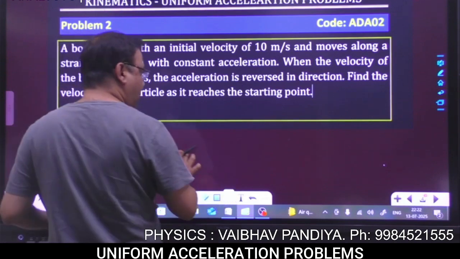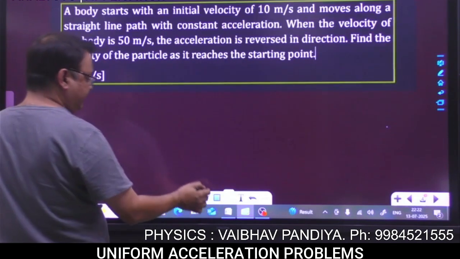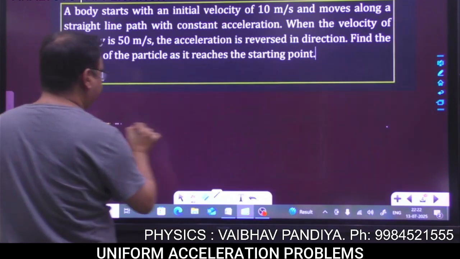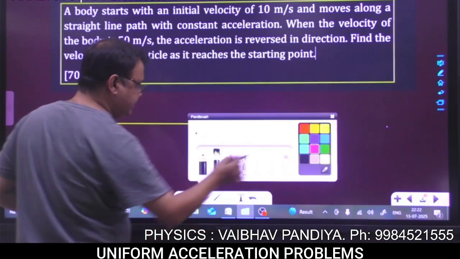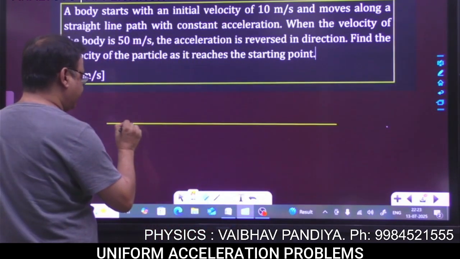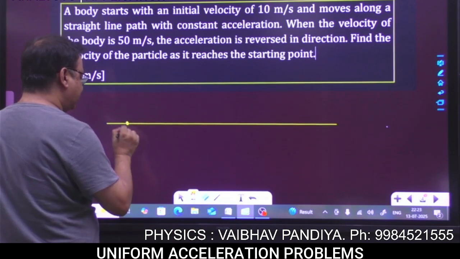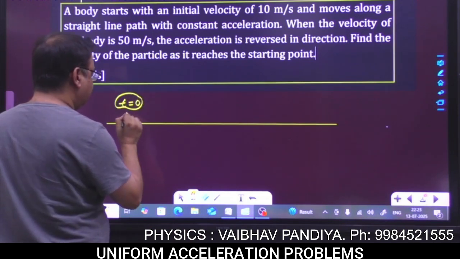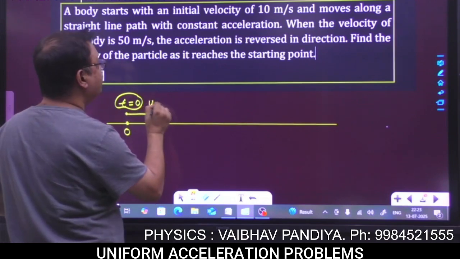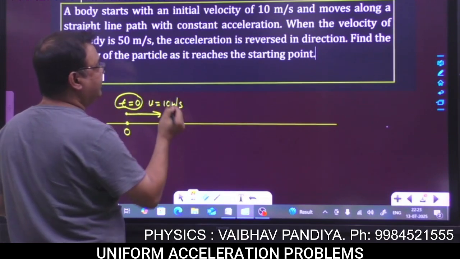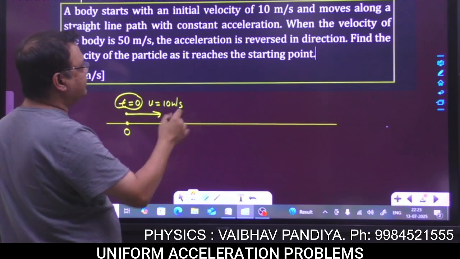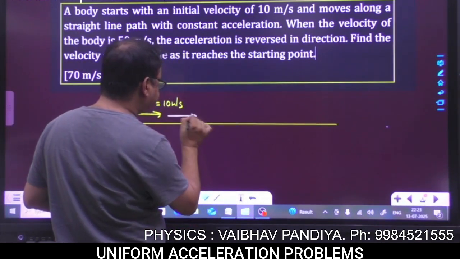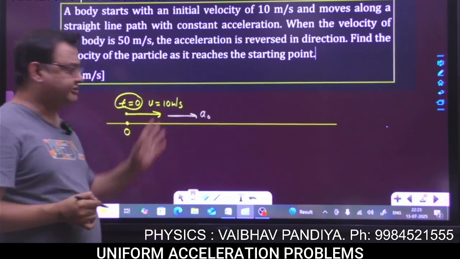So let us start with the figure. We are given that a particle is starting with the initial velocity of how much? 10 meter per second. So say I am taking the starting point at O, and here I am starting the stopwatch, and this is the initial velocity, 10 meter per second, and it moves along a straight line with some constant acceleration which is not given. So say A naught is the constant acceleration.